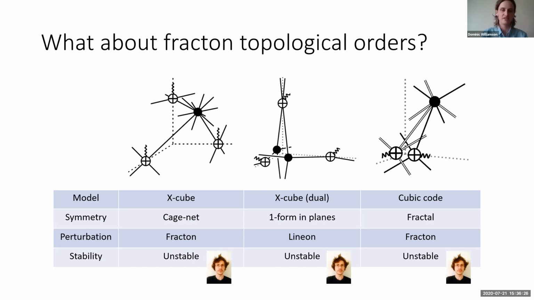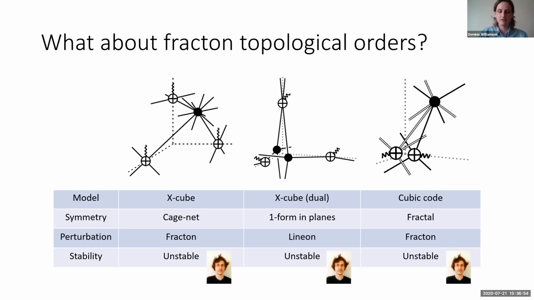That basically, for any fracton model you look at, any sort of pure fracton model, all the charges are point-like and can be isolated. And so when you look at the tensor networks, they can have quite interesting symmetries. So for example, this X-cube model can have this sort of cage-net or planar one-form symmetries internally. But the perturbations are always these point-like particles.